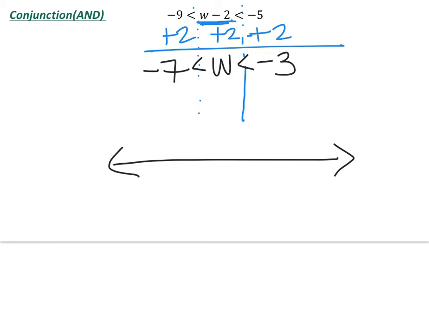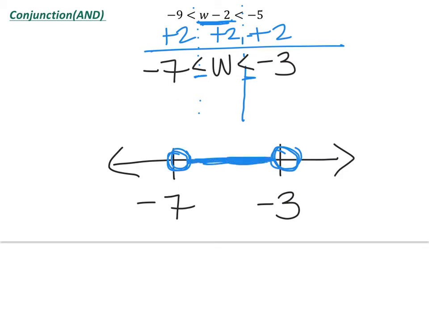The 2 numbers that I got are the numbers that I put on my number line, -7, -3. W can't equal either of them, like there's no equal sign underneath. So it's an open circle because it can't be -7 and it can't actually be -3. But it's all the numbers that fall in between, including decimals, fractions, imaginary numbers, things of that nature. And that's how you graph an "and" statement.